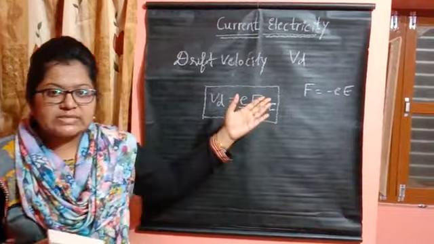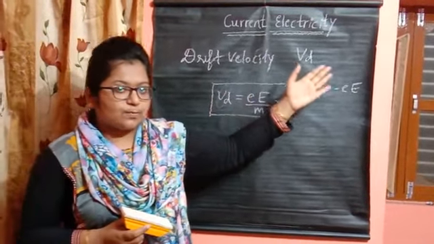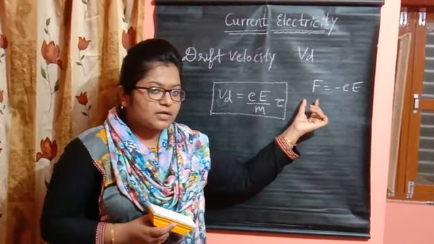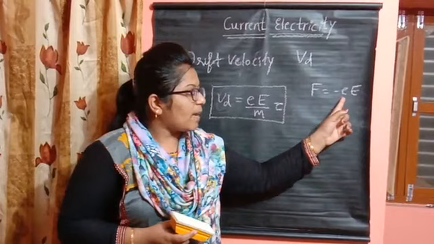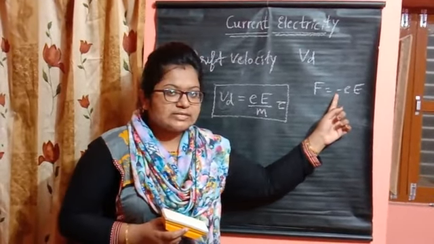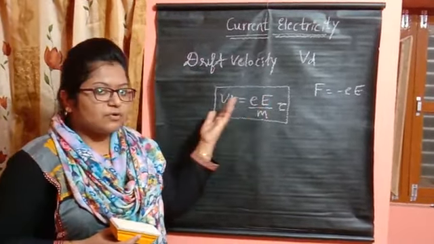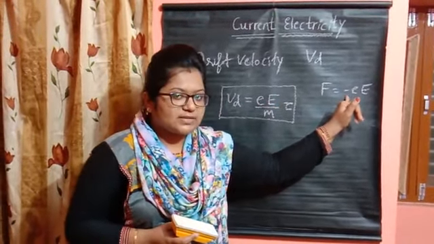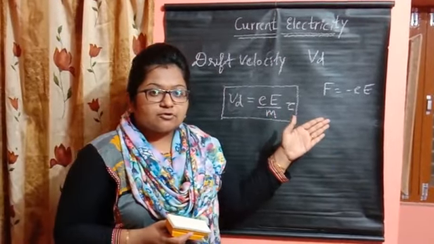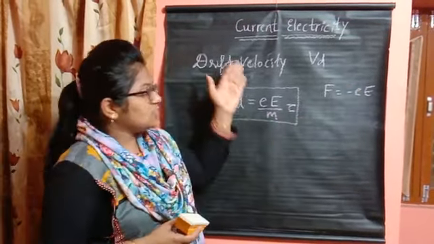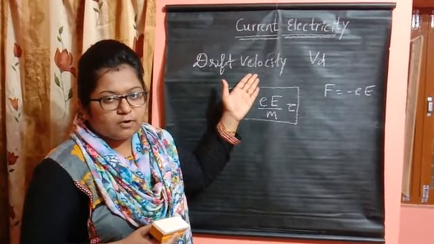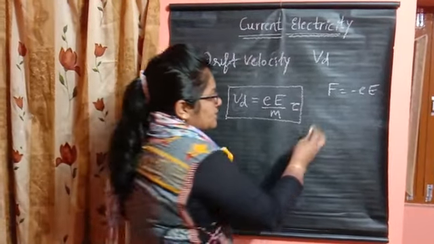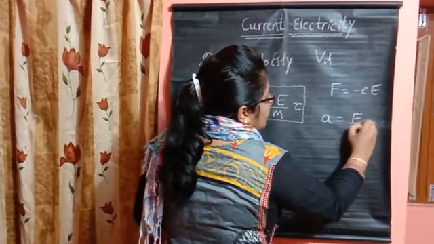What does this force mean? In a conductor, if electrons are moving, they will experience a force, that is minus eE. Why the minus sign? The direction of the electron's motion is opposite to the direction of the electric field, so we have taken the minus sign here. And if those electrons are moving in a conductor, they will possess velocity, which we call drift velocity. If they have velocity, they can also have acceleration, so I can give that acceleration as F divided by m.